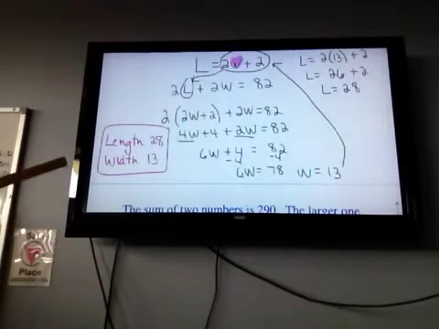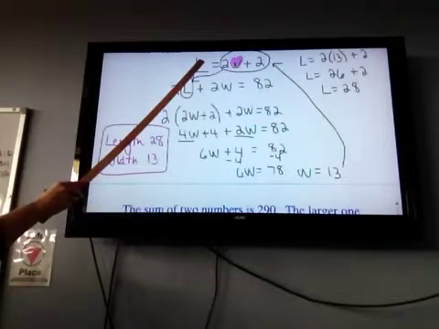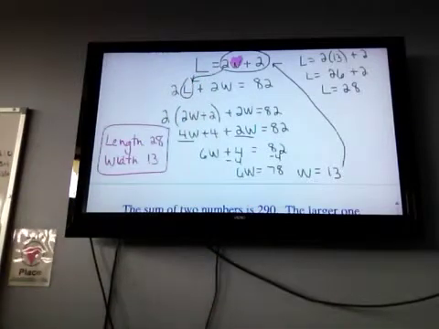So again, substitution is what I use, but you could subtract that 2W. You've got to transform it first and then use elimination. So whichever one you like better.